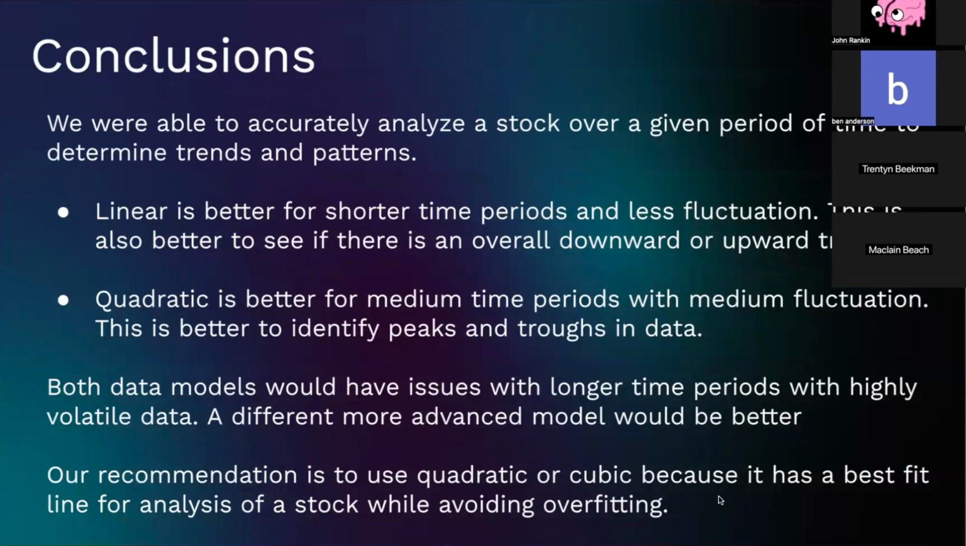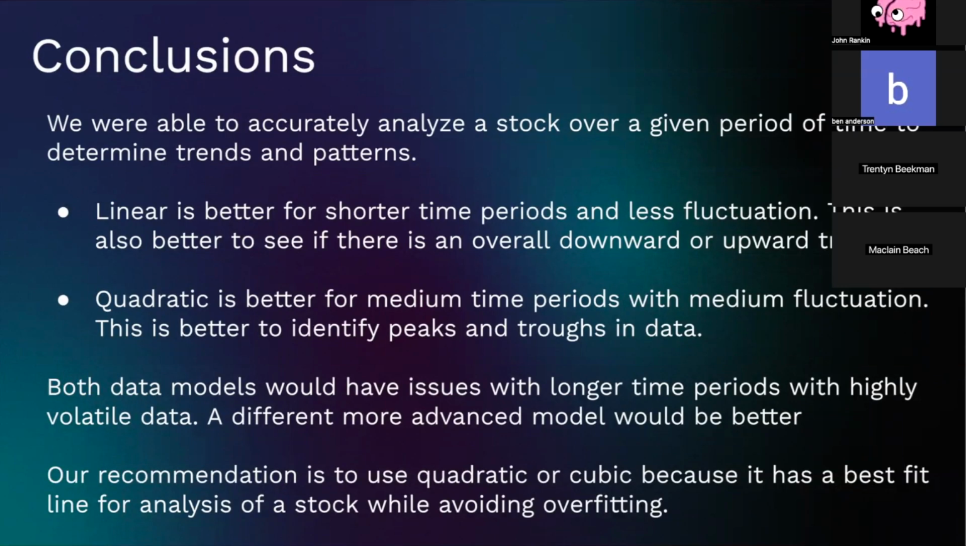So in conclusion, we're able to analyze a stock over a given period of time to determine some trends and patterns. Linear, as we predicted in the beginning, is good for short periods that are just trying to indicate an upward or downward trend. Quadratic is good for the medium periods with medium fluctuation. It does a very good job of showing peaks and troughs.